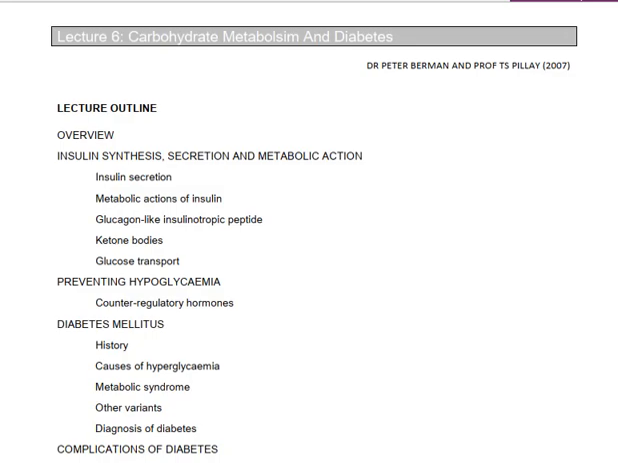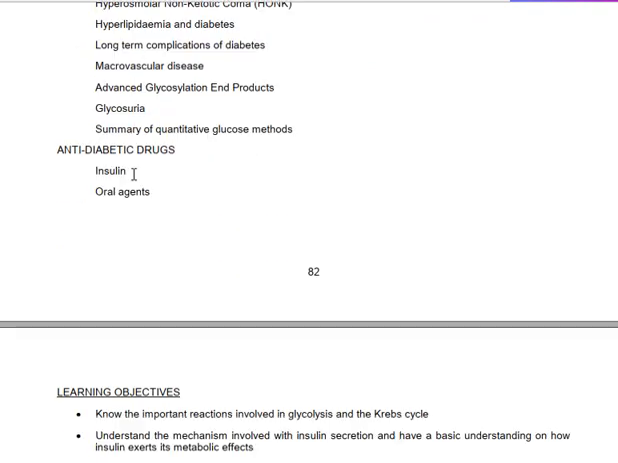So here you're going to visualize the overview of carbohydrate metabolism. On the overview, you need to know insulin synthesis, secretion, and the metabolic action. Insulin secretion and the metabolic action of insulin are all going to be seen in this tutorial. You can visualize this as a quick glance to know the outline of this chapter.